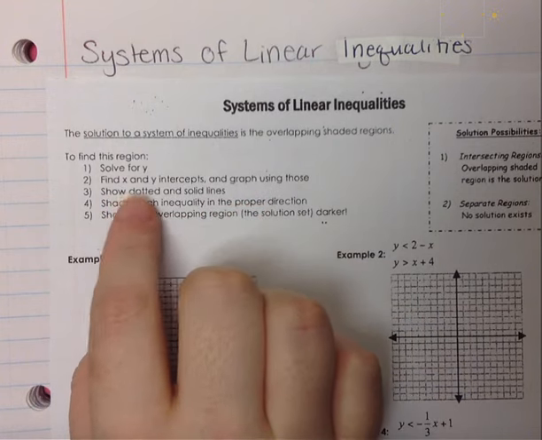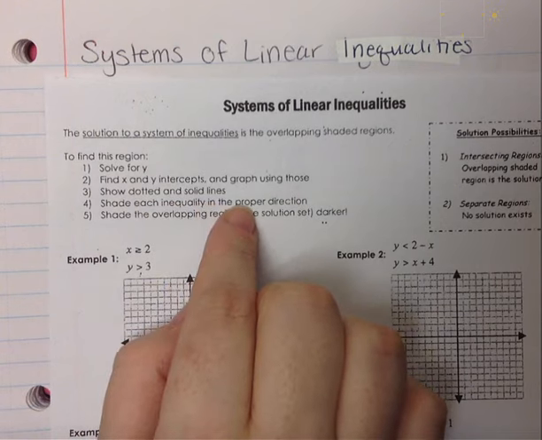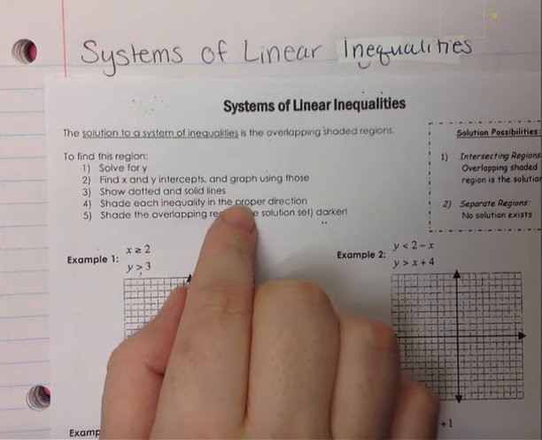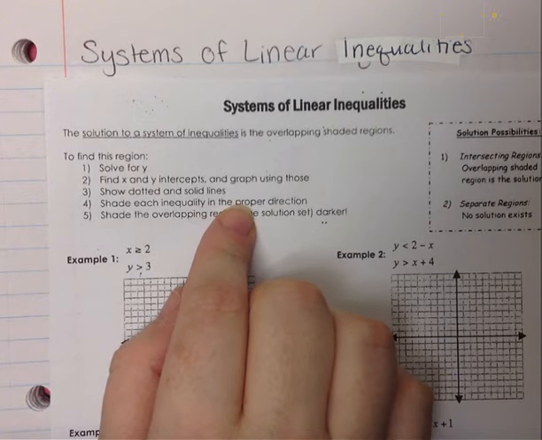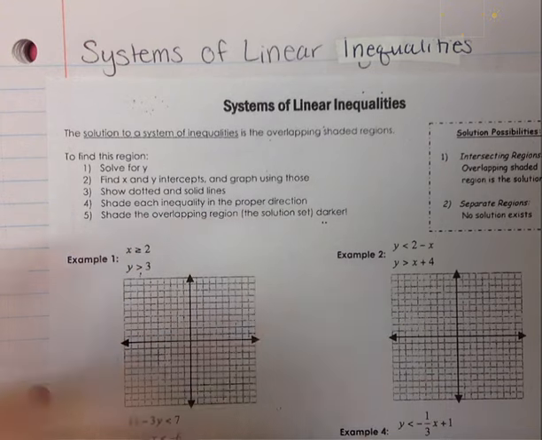We actually want to graph each line first, and then we're going to shade them. Because if we shade the first inequality, then we try to graph the second one, it's going to be a little more difficult. Then what we're going to do is shade the overlapping region. So that's the solution set.